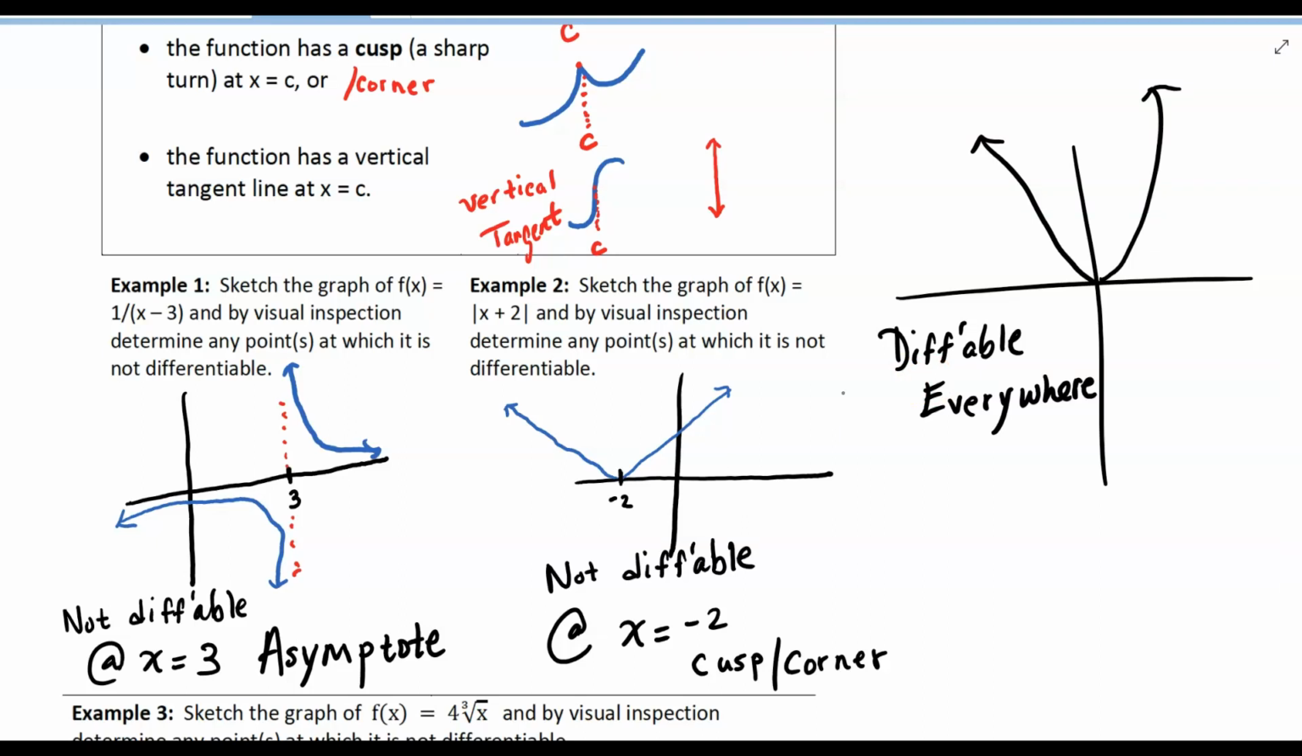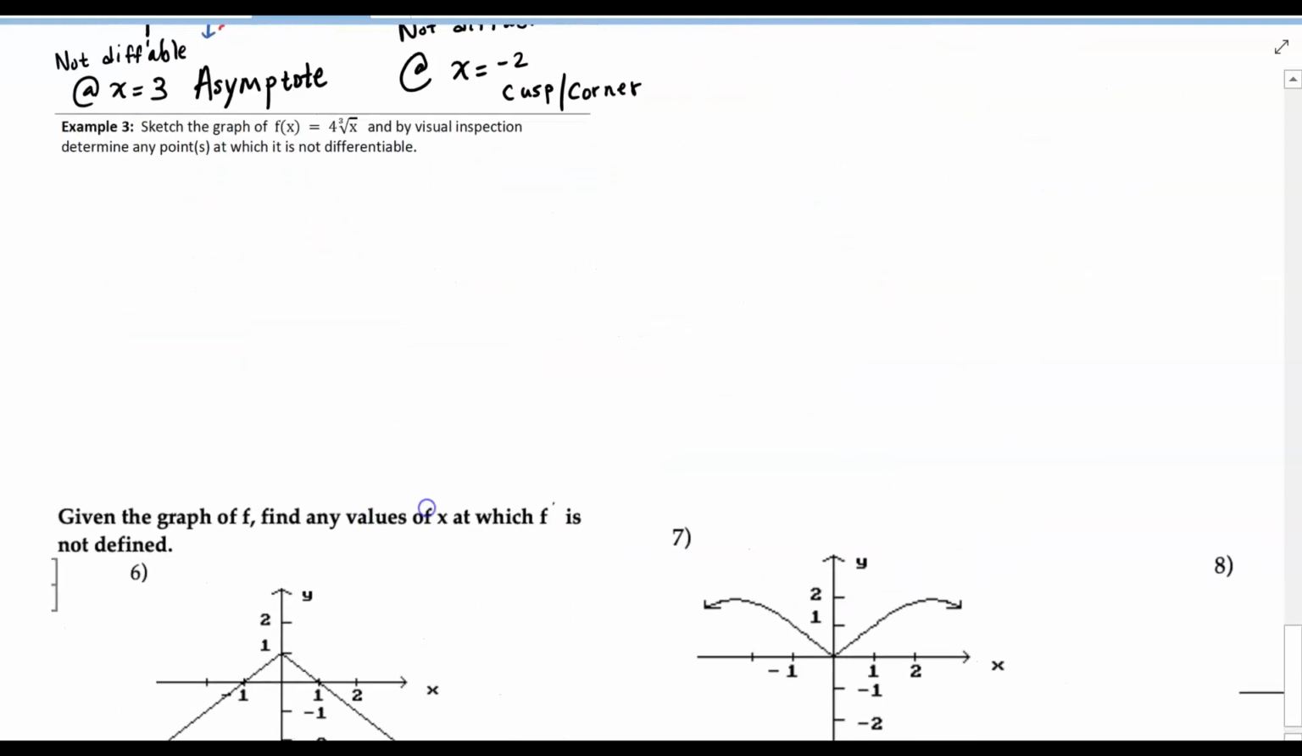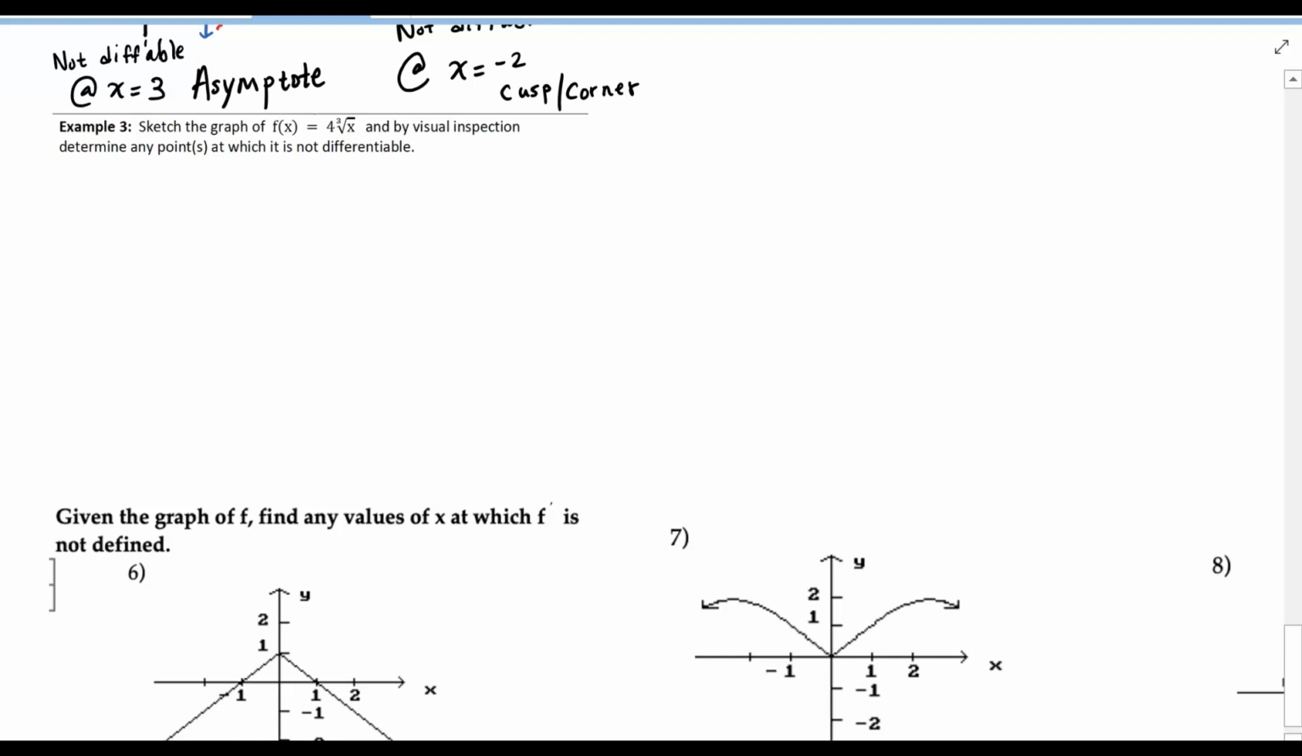So that's a possibility. If you get a question that asks, where is it not differentiable? Well, if it looks smooth, continuous, no cusp, no vertical tangent, then this may be the answer. It could be a trick question. So keep that in mind. All right, let's take a look at example number 3, and we'll look at some other quick examples here.